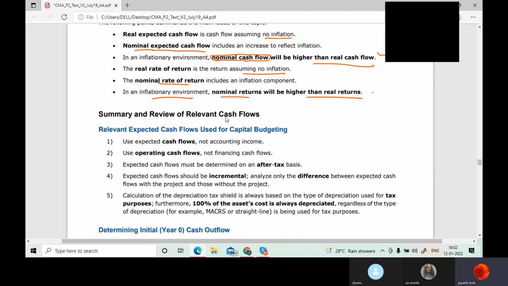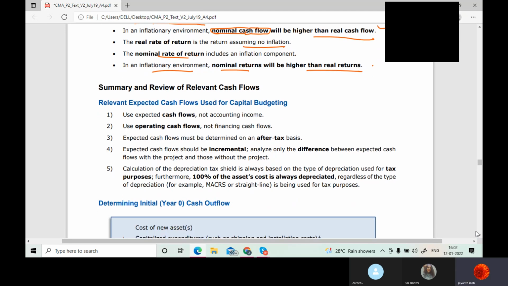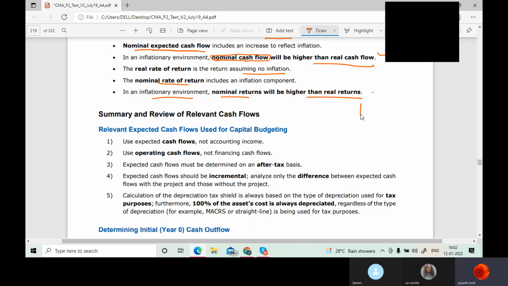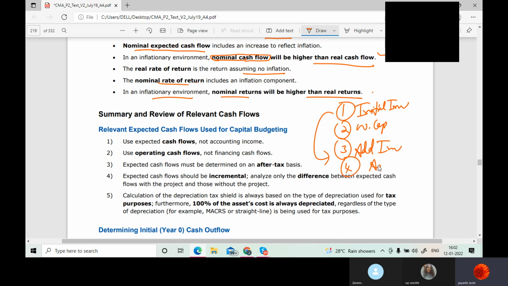And relevant cash flows used for capital budgeting. See, when you do capital budgeting questions, what are the relevant cash flows you take? Of course, you take the initial investment. This is one of the relevant cash flows. Then you take working capital investment. Then, if you have additional investment, you take that. And you don't do IRR in that case. Why? Because when you have different cash flows, positive and negative, many times you may have the multiple IRR issue. Then you may take additional working capital if it is there.